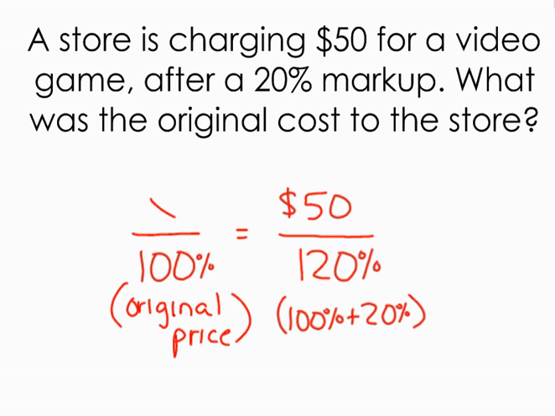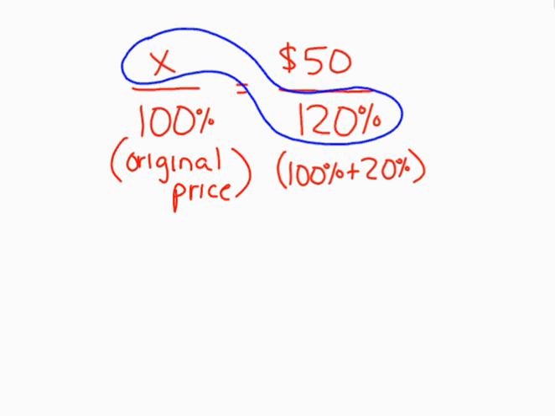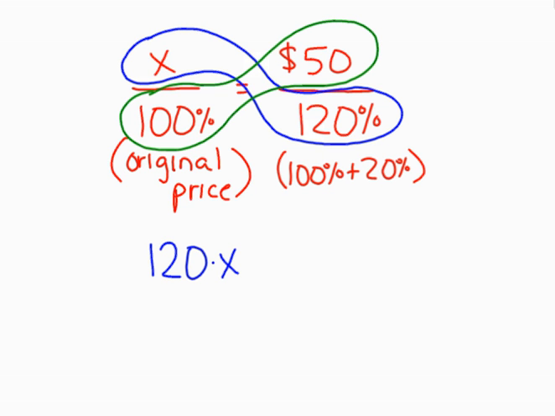And I'm looking for that value right there. I have a couple different options for solving my proportion. I'm going to go ahead and use cross products to set up a new equation. So I'm going to multiply x by 120%. So that's 120x. And then I will multiply 100% by $50, which is going to be 5,000.